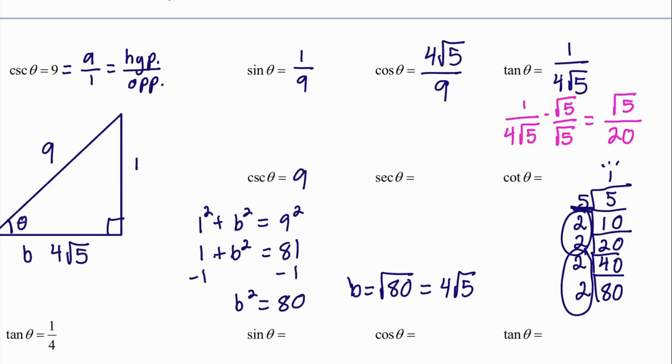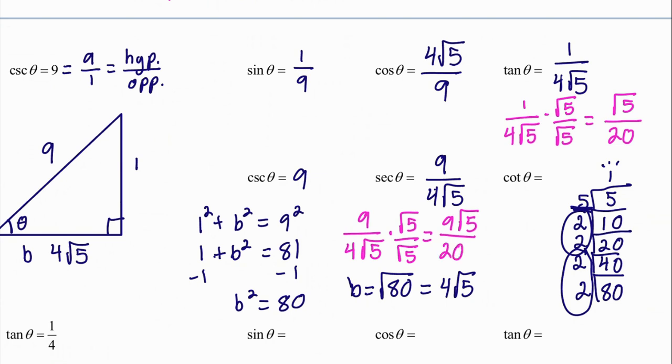Alrighty, and then secant, again, is going to be the opposite of cosine. So we would flip that fraction. So it's going to be 9 over 4 root 5. Again, we can rationalize that because we can take 9 over 4 root 5 and we can multiply by the square root of 5. So again, we'll get 9 square root of 5 in our numerator, and similar to that tangent problem, square root of 5 times square root of 5 is 5. 4 times 5 is going to give us 20. I'm okay with you not rationalizing. I just want to show you that it exists.